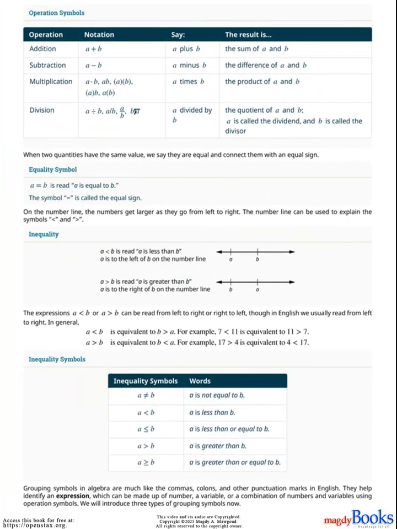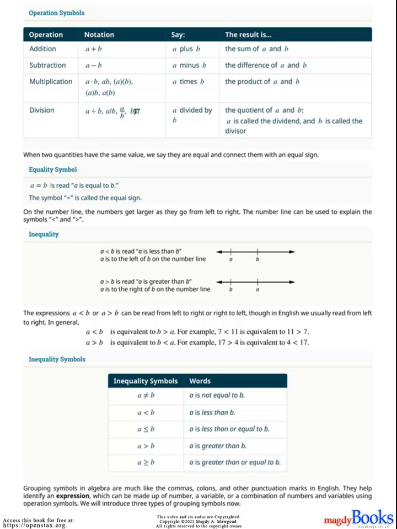C. Operation symbols. Operation. Notation. Say. The result is. 1. Addition. a plus b. The sum of a and b. 2. Subtraction. a minus b. The difference of a and b.